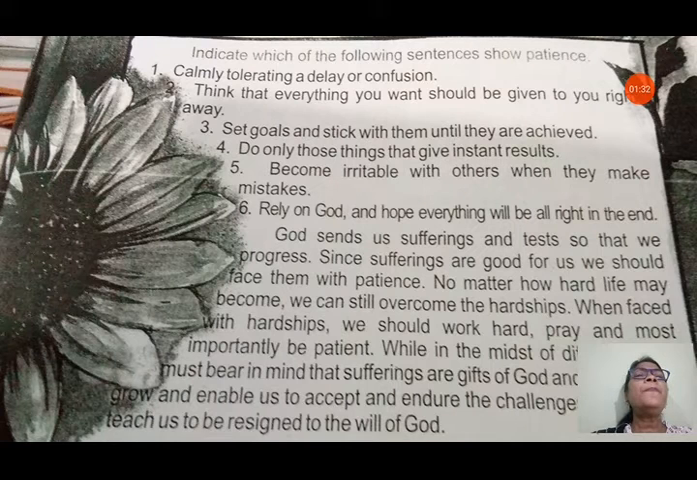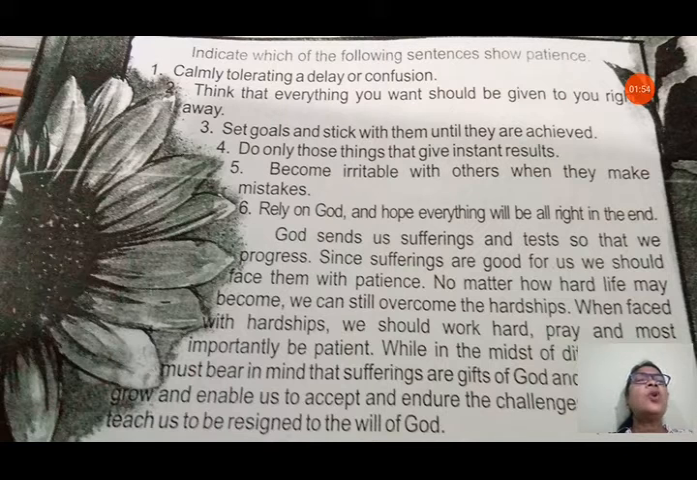Number 5, become irritable with others when they make mistakes. No, this is also not showing patience. When others make mistakes, we should forgive them and we should behave properly and we should be calm. We should not be aggressive, or we should not just become irritated when some are making mistakes.